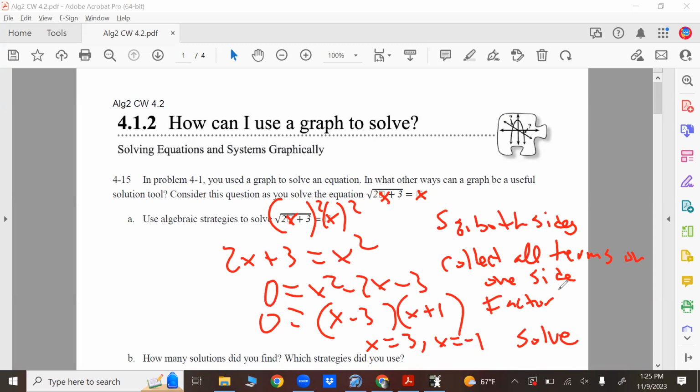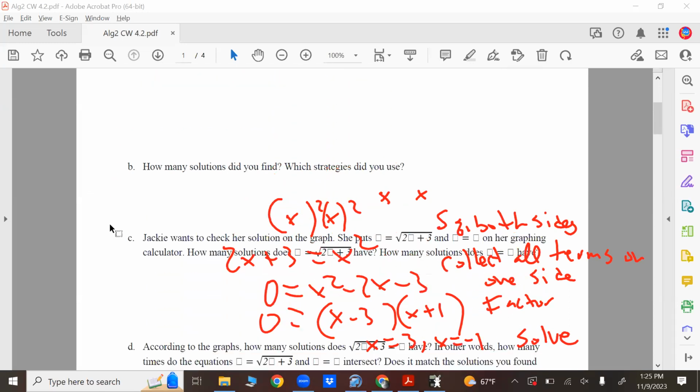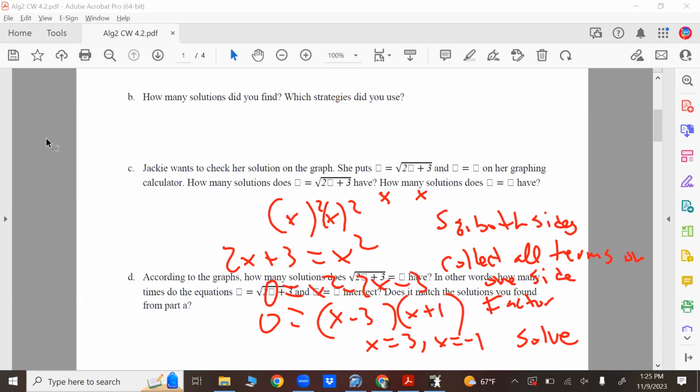However, this answer is not correct. I'll explain why. So how many solutions did you find? We found 2, right?